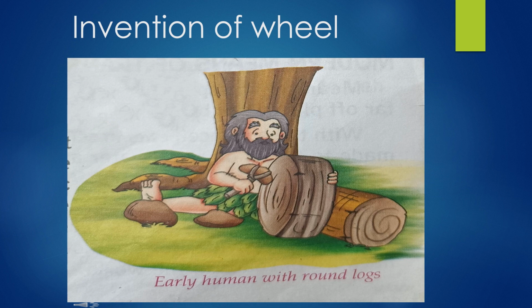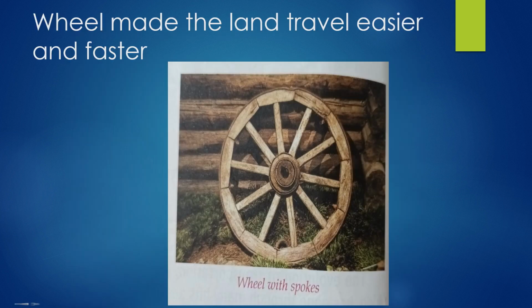It is believed that the first wheel was made by cutting log into round. As you can see in this picture, early men is making the wheel by using the round logs. Students, the invention of wheel made the land travel easier and faster. It has also improved the life of the early human beings. It is said that the wheel was first used by the potters for making the pots and the utensils. The use of wheels for transportation was done later on.